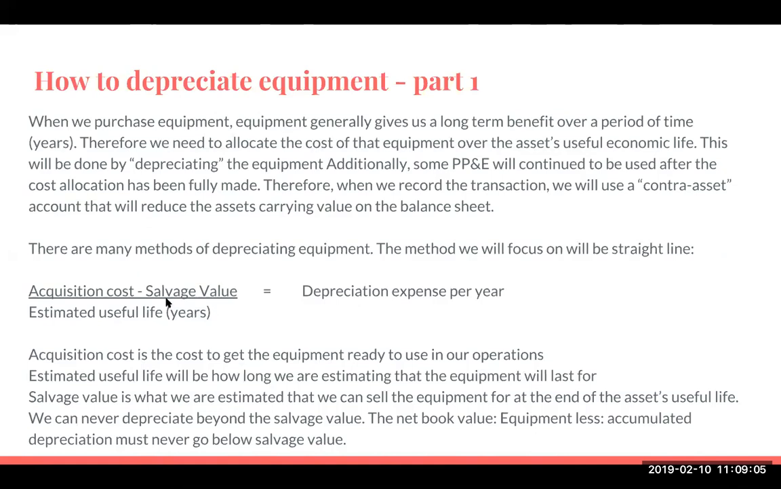So how do we compute depreciation expense? We take our asset acquisition cost, or the cost of getting that asset ready for its use. We subtract from that the salvage value, or the amount we estimate we can sell the equipment for at the end of the asset's useful life. We divide that by the estimated useful life in years, and this gives me my depreciation expense per year. Note that salvage value and estimated useful life are both estimates. For salvage value, if we had a car, we can maybe say, well, what's this Honda going to be worth in 10 years?